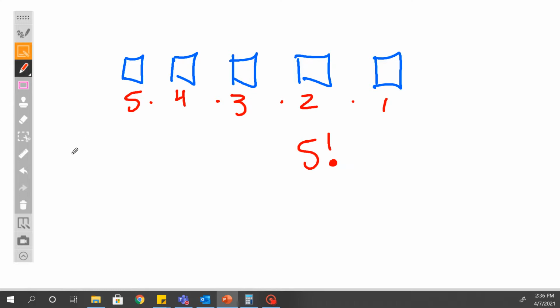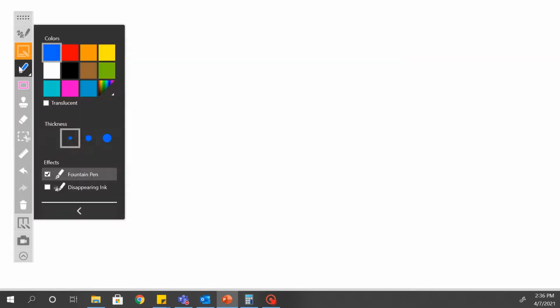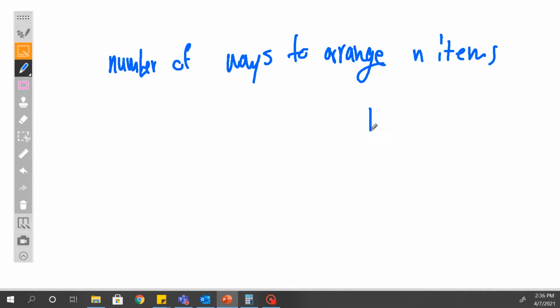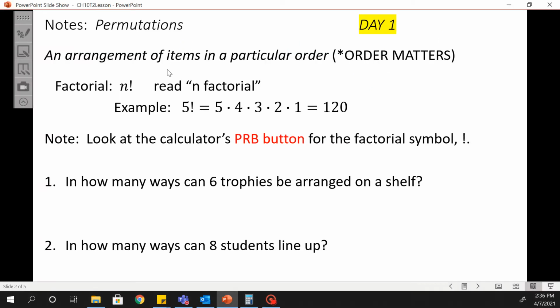We can generalize this to n number of items. So the number of ways you can arrange n items would be n factorial. Okay, so we don't need to write the events every time, the first event, second event, and determine the possibilities or choices for each of those. We just need to know that a permutation is an arrangement of items, and we can determine that by n factorial.